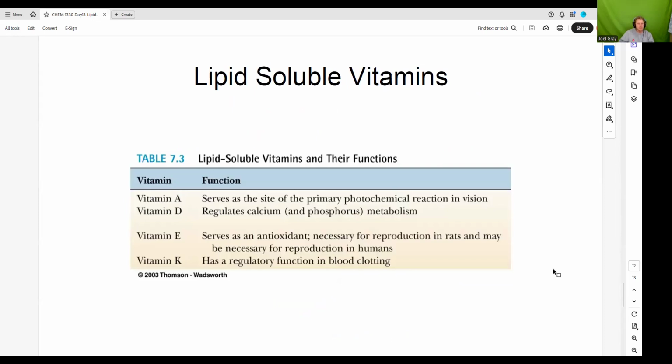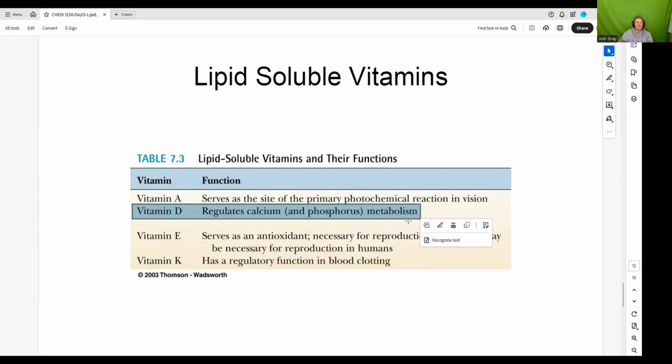Lipid soluble vitamins are another example of lipids. For instance, A, D, E, and K are your lipid soluble vitamins. They do a number of different things. Vitamin D is probably the lipid that I think most people are most familiar with, especially in Central Texas, where you can say, hey, look, I've got an infinite supply of vitamin D.